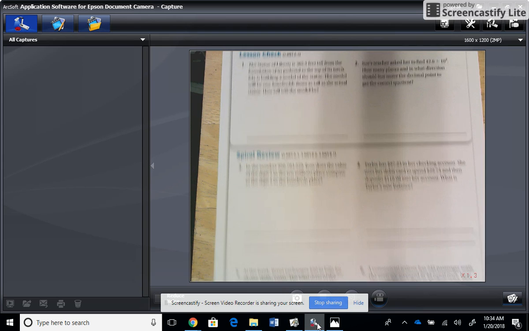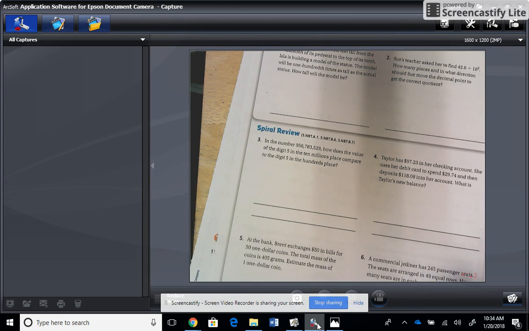All right, dividing decimals is not any harder than multiplying decimals. It's just a matter of knowing where to move that decimal.